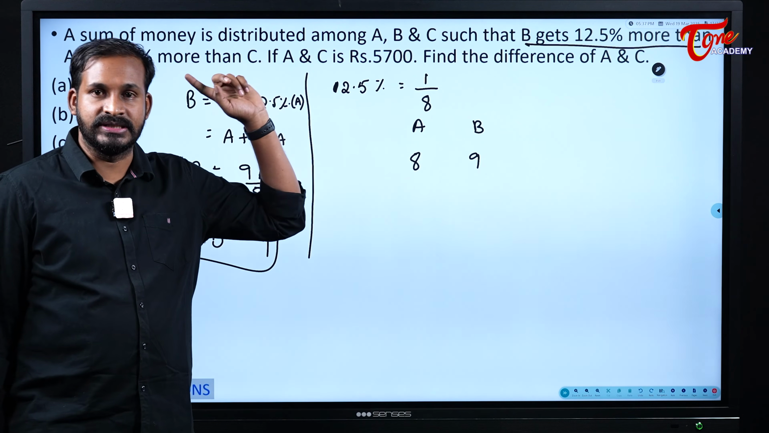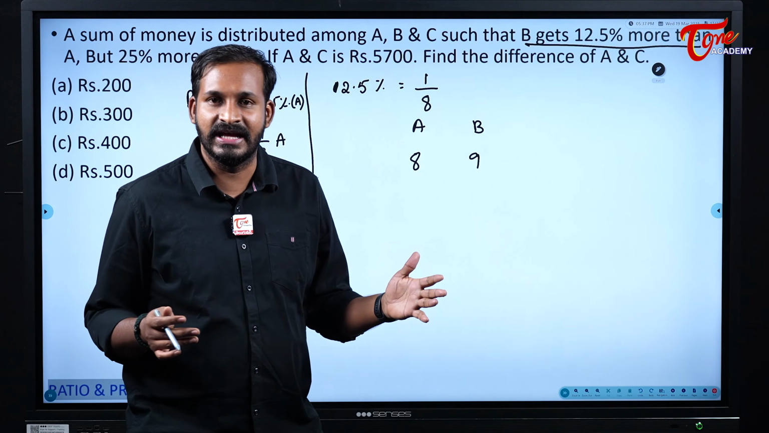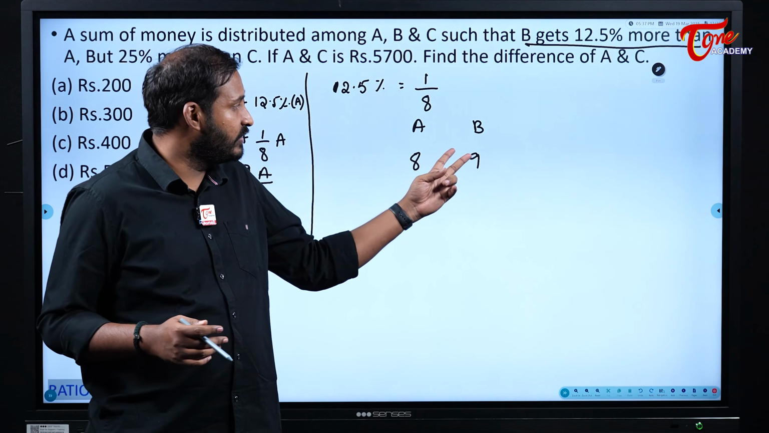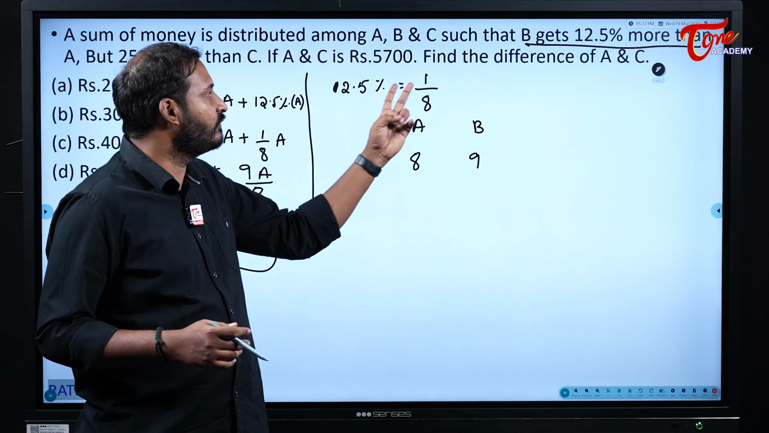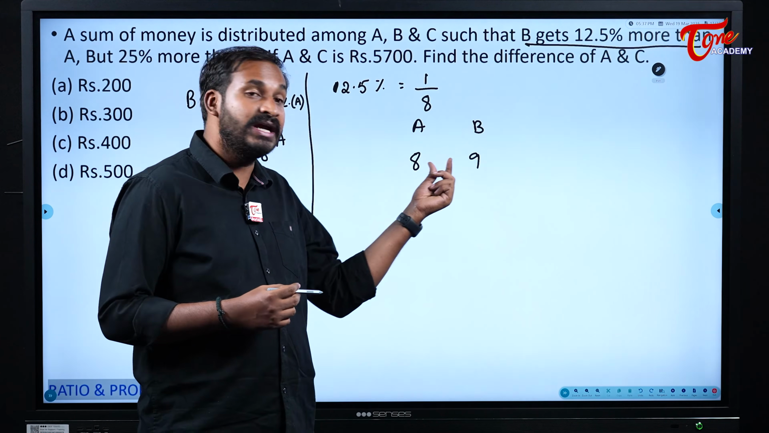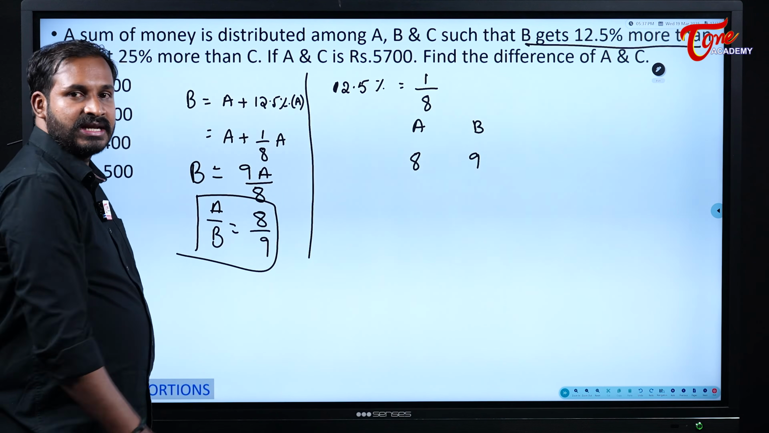We applied that concept, our percentage concept. Please try to recollect. If one value is greater than the other one by 12.5 percent, we use the same concept. So here 12.5 is 1 by 8. So that means A and B relation, what can I write? A is 8 parts and B is 9 parts. If you want the explanation, this is the reason behind that.